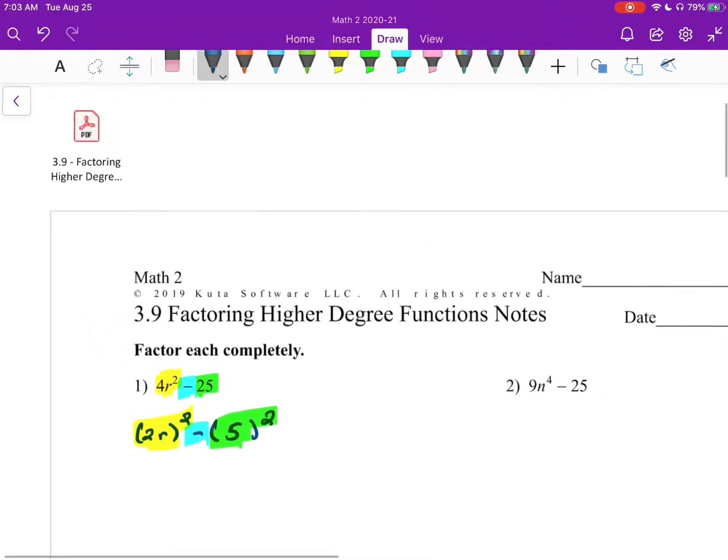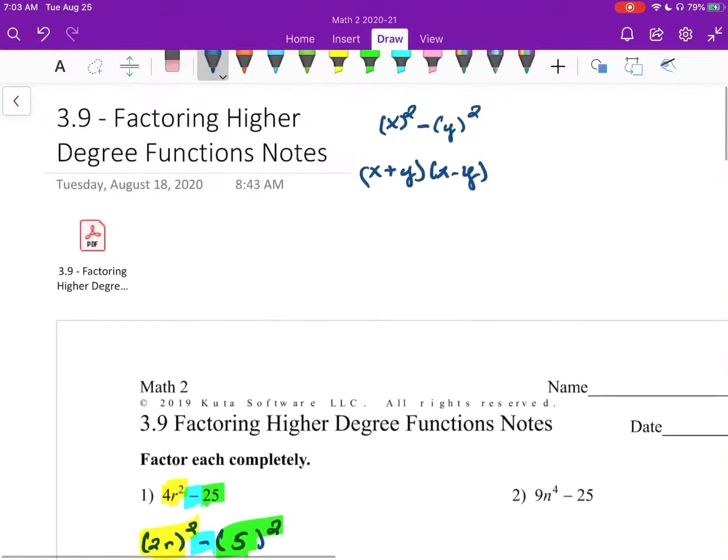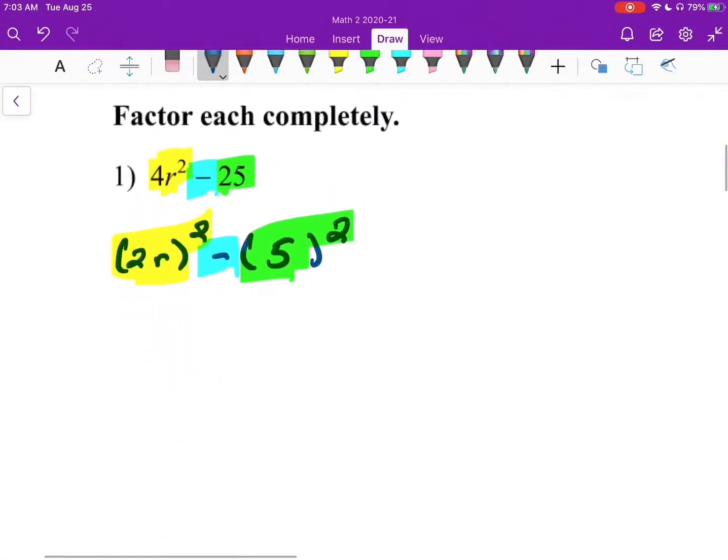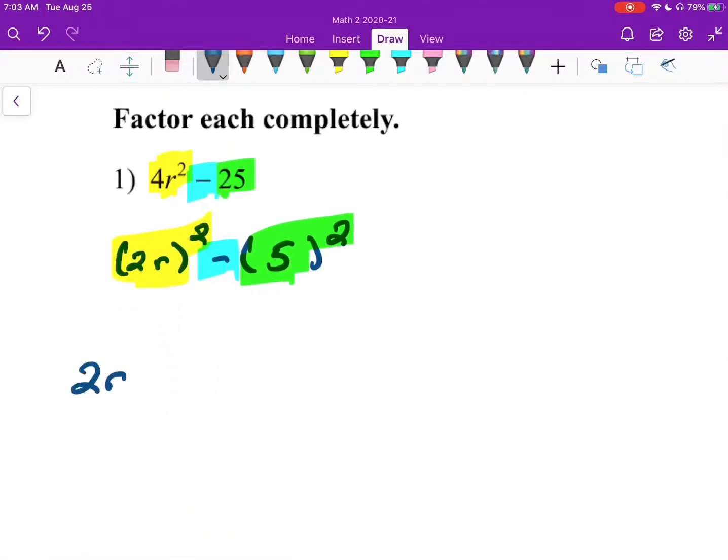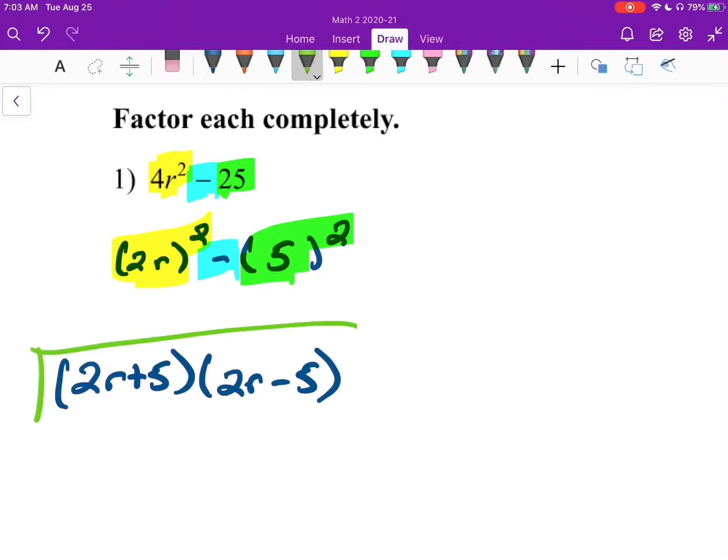Now, this looks a whole lot like our formula that was up here. So we can now rewrite this as (2r plus 5)(2r minus 5). And we can't factor that anymore, so that's where we're done.